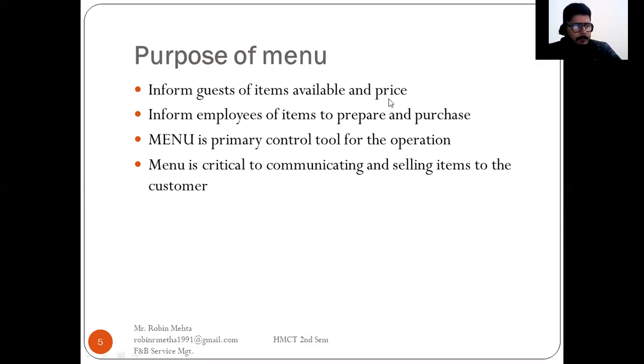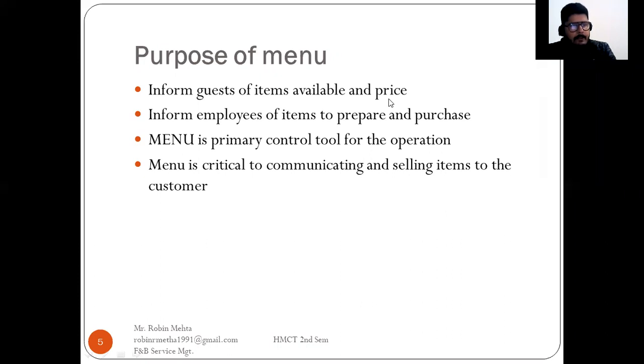And one more thing, about items available: sometimes people are not sure about your restaurant's prices and dishes. So they get a little bit of an idea that if I order this, then this amount will come, or whatever the check is, that amount we have to pay. The second point is to inform employees of items to prepare and purchase.